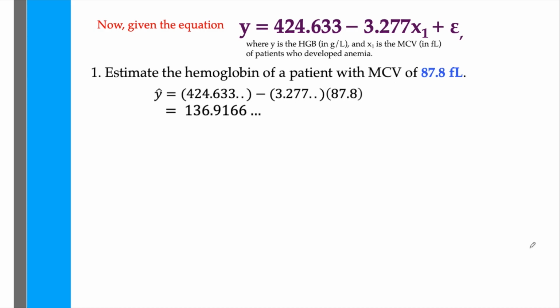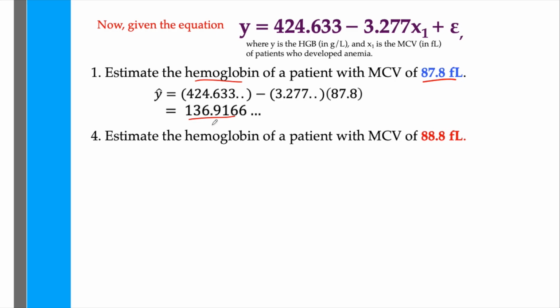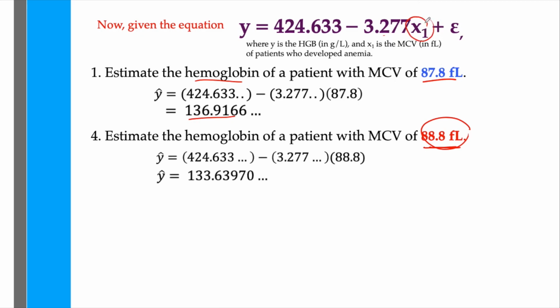Now, since a while ago we said that for a patient with MCV of 87.8, the estimated hemoglobin is 136.9166. Let's estimate now the hemoglobin of a patient with MCV of, let's say, 88.8. So substituting this value again as the value of x sub 1, ignoring the epsilon, we're going to have 133.63970.